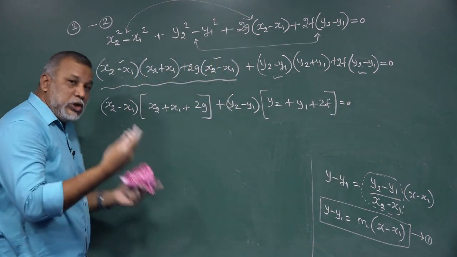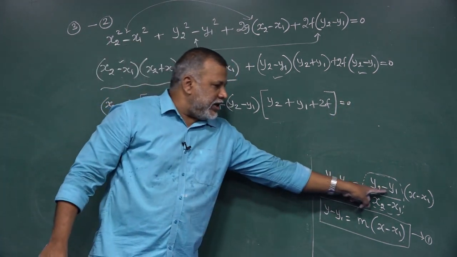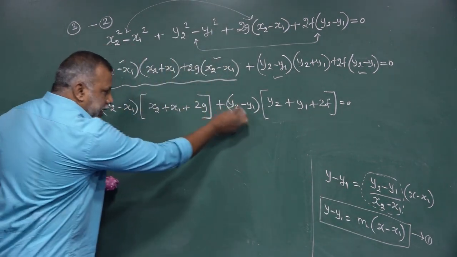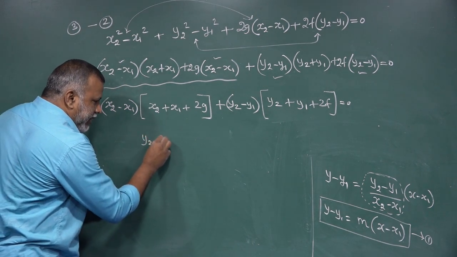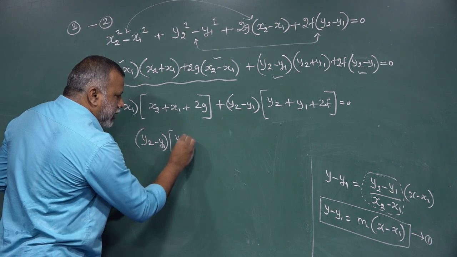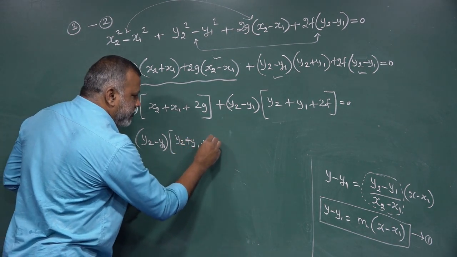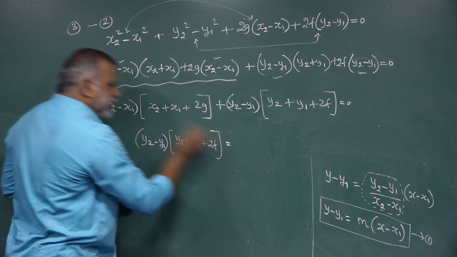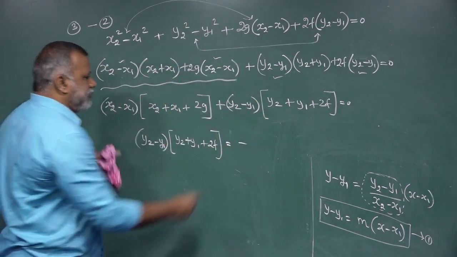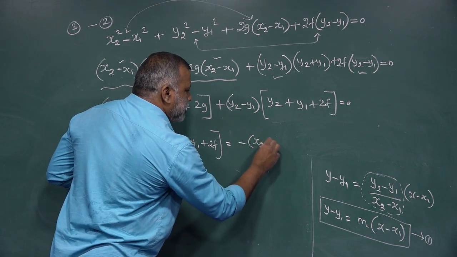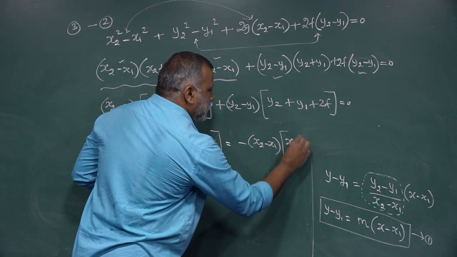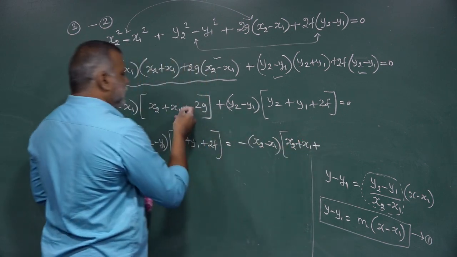From this we need to find the value of y2 minus y1 divided by x2 minus x1. From this we are able to get it. Keep this y family here: y2 minus y1 times y2 plus y1 plus 2f is equal to, converting this x family to the other side, we get minus. So minus of x2 minus x1, the remaining is x2 plus x1 plus 2g.